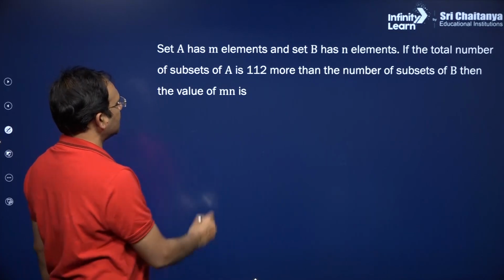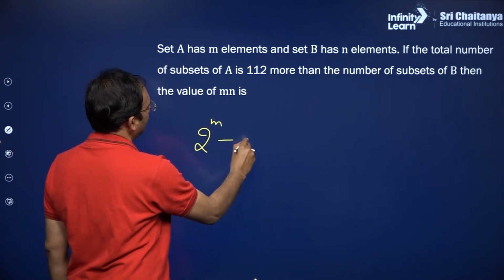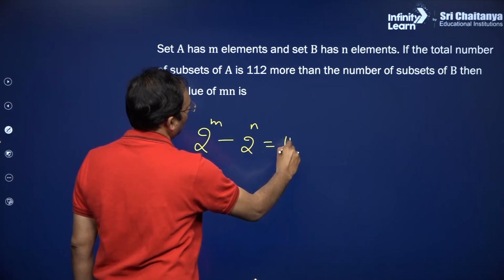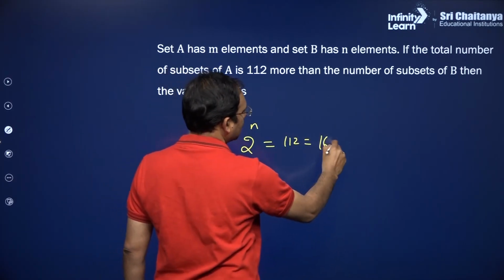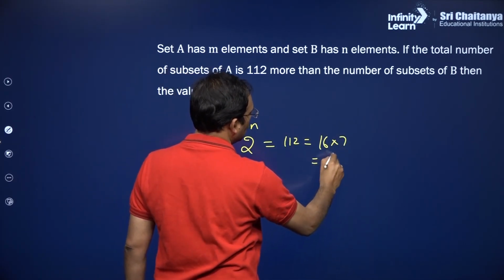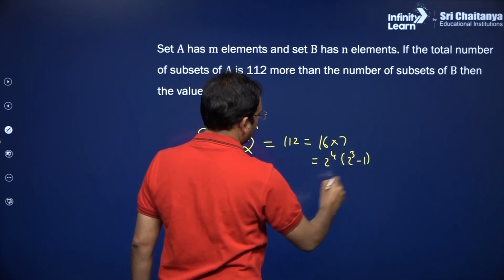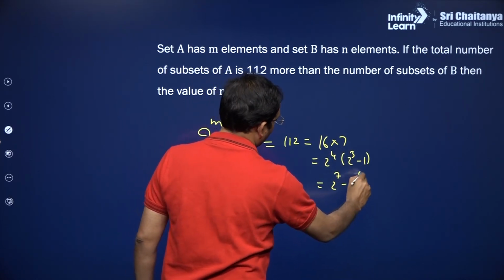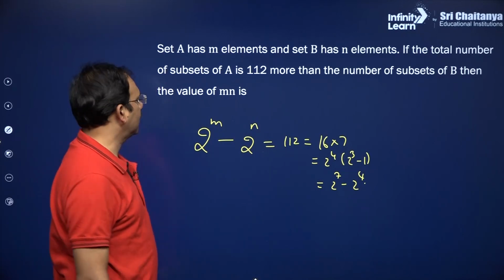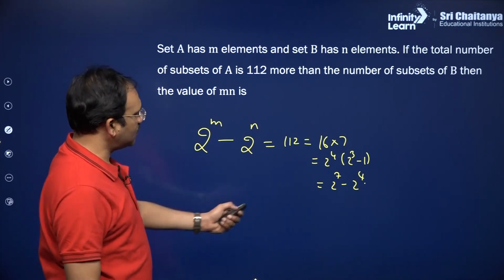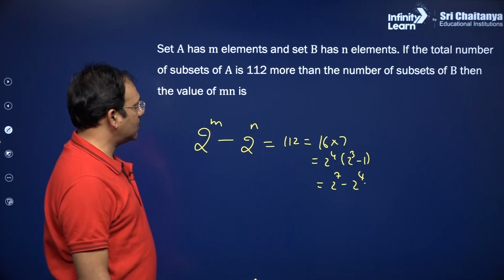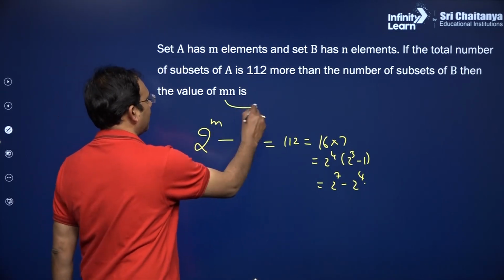Next, A has m elements, B has n elements, this is having 112 more elements. 112 we can write as 16 into 7, which is 2 power 4 into (2 cube minus 1), which is 2 power 7 minus 2 power 4. Okay. So, my dear friend, the value of m is 7, n is 4, mn is 7 fours are 28, my dear friends.